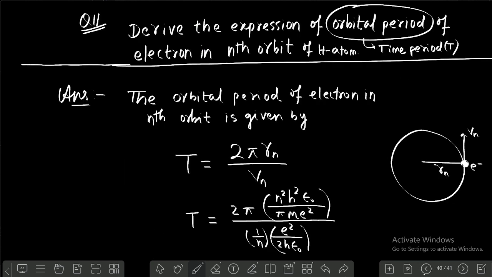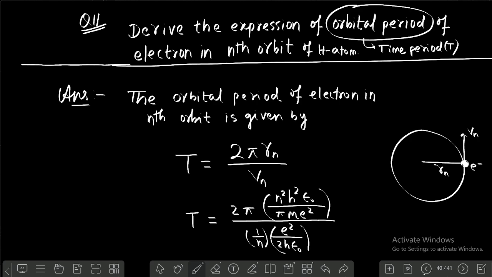Previous page you check. Time period equals distance by speed for one complete rotation. How much time will this electron take? 2 pi Rn by Vn. 2 pi Rn is nothing but distance. Distance by velocity is time.